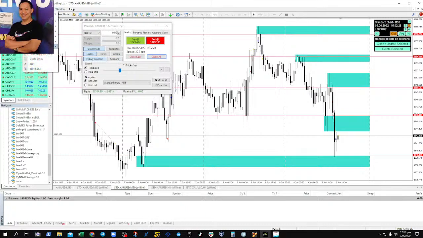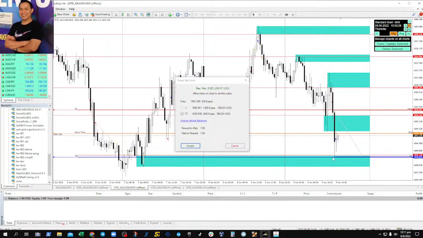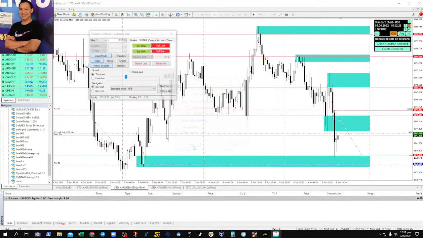Okay, here's the M30. Wow, it's a huge candle. Oh my god, it's already triggered. Okay, it is what it is. Sell limit, stop here. Okay, then TP. Wow, it is 1 to 1. Okay, maybe we can TP here, 1.12.